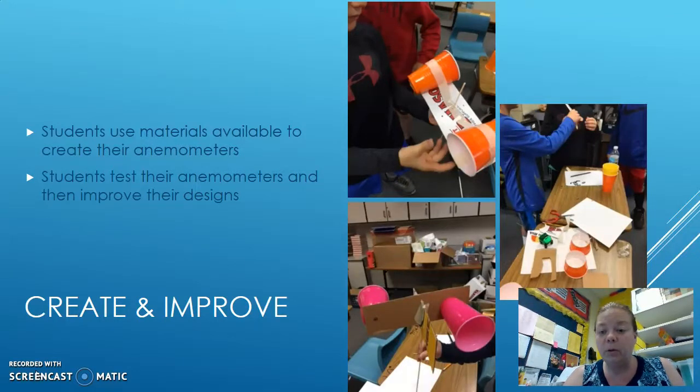Students then used the available materials to create their anemometers, and we went outside then to test the anemometers, and they were given the chance to come back in and improve their designs. Many students were very grateful for the opportunity to test because most of the anemometers did not work on the first try, but they were able to look at their models and determine what went wrong, and then we came back inside, improved them, went back outside, and the majority of them worked the second time around.